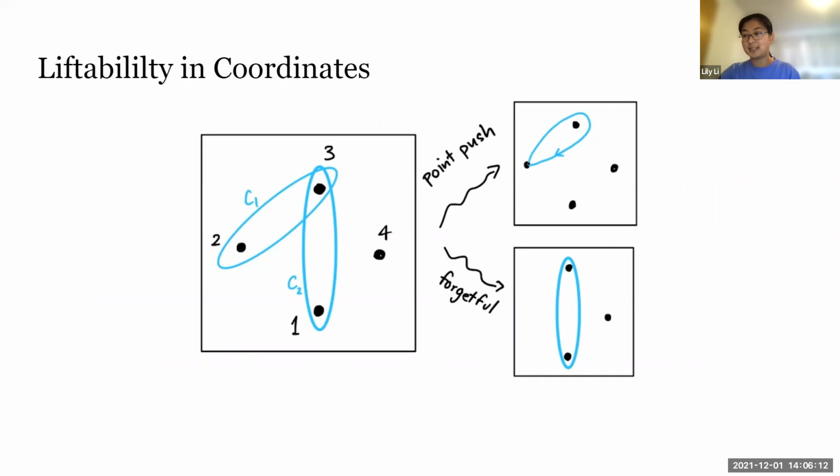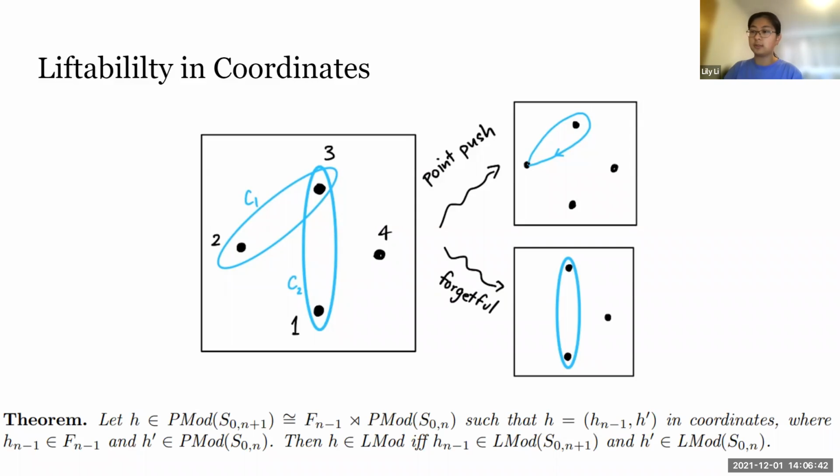Inspired by the Birman exact sequence, we regard a mapping class applied to the n+1-eared rabbit as having two components. One is a point push of the additional post-critical point, which is labeled number 2 in the picture, and a pure mapping class on the plane with one less puncture. The pure mapping class group of the n-punctured plane is a semi-direct product of the free group corresponding to the point pushes and the pure mapping class group on the plane with one fewer puncture. Our work proves that a mapping class is liftable if and only if its two components are liftable, as shown on the slide.